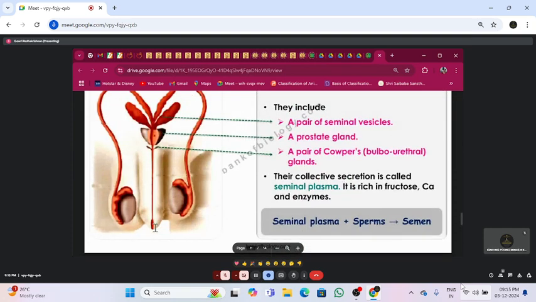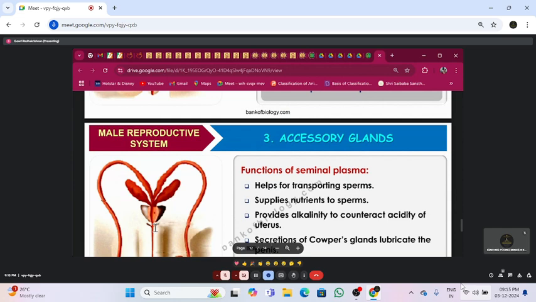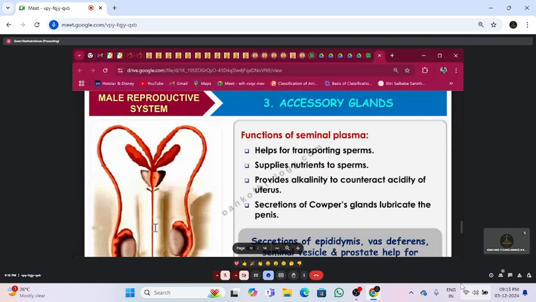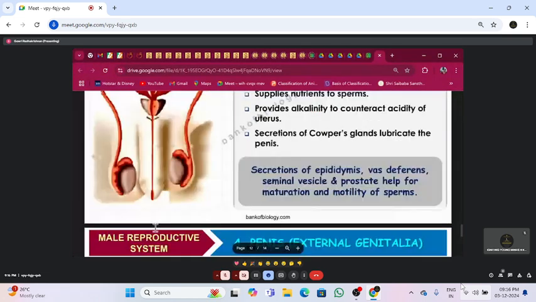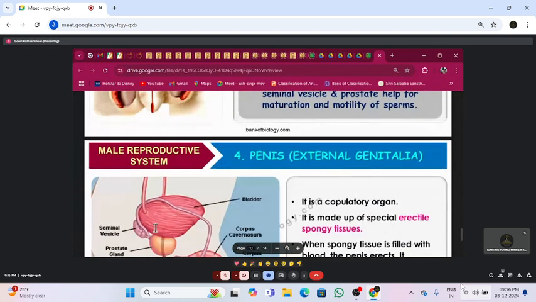Their collective secretion is called the seminal plasma, which is rich in fructose, calcium, and enzymes. The seminal plasma plus sperms is semen. What is the function of the seminal plasma? It helps in transporting sperms, supplying nutrients to sperms, and providing alkalinity to counter the acidity of the uterus. The secretion of Cowper's glands lubricates the penis. The secretions of the epididymis, vas deferens, seminal vesicle and prostate help in the maturation and motility of sperm.